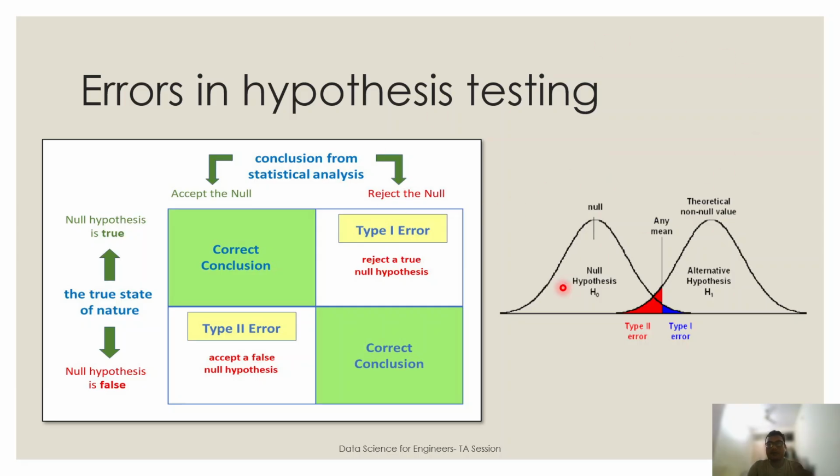Okay, so let's look at errors in hypothesis testing. While performing hypothesis testing, errors might happen. If this is the null hypothesis and this is the alternative hypothesis, there is a particular portion, if you choose some threshold here, where your values fall in both hypotheses. Even if you choose one value, some error will come. Those errors are called type 1 and type 2 errors.